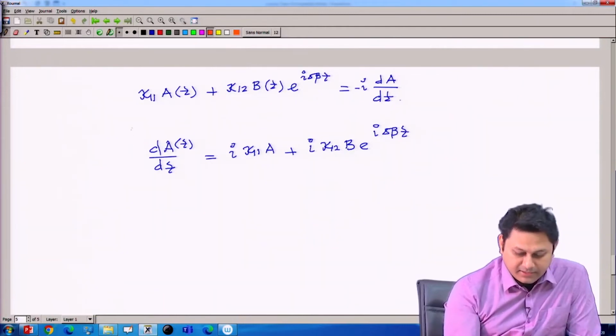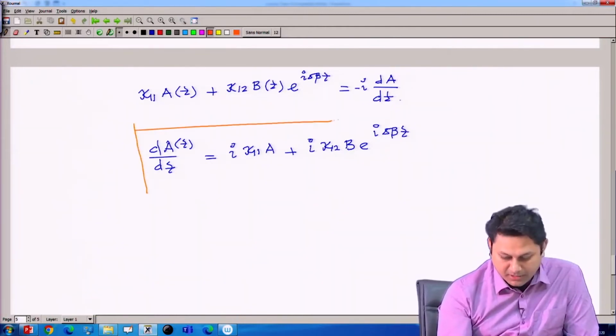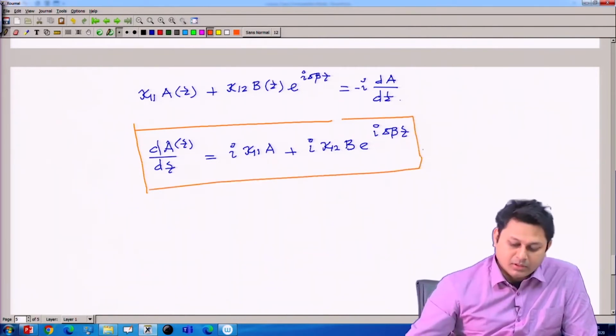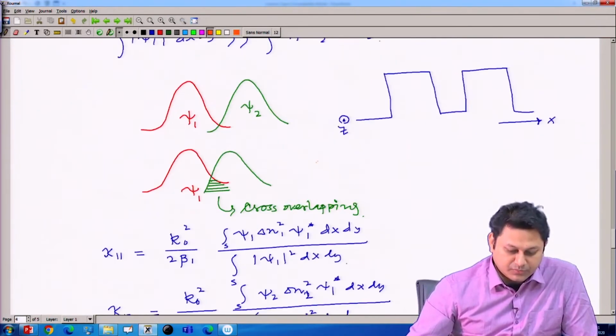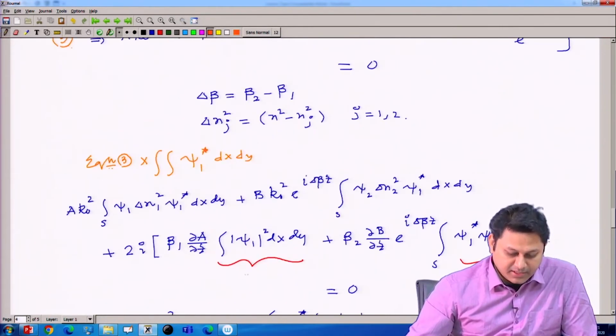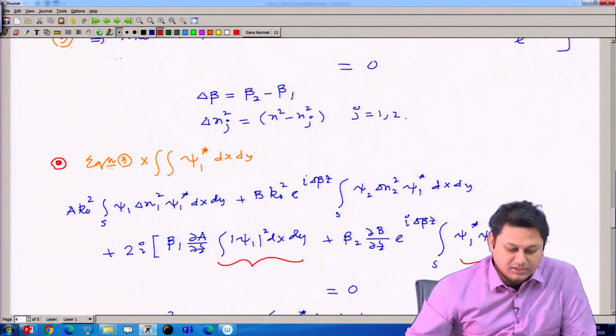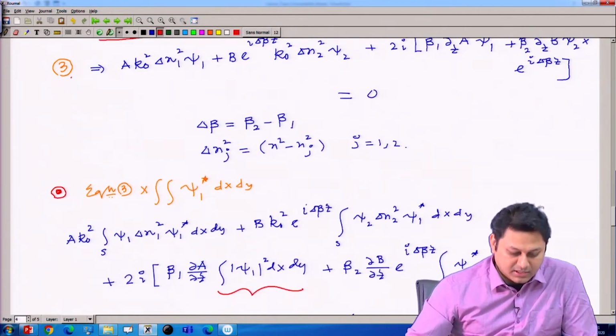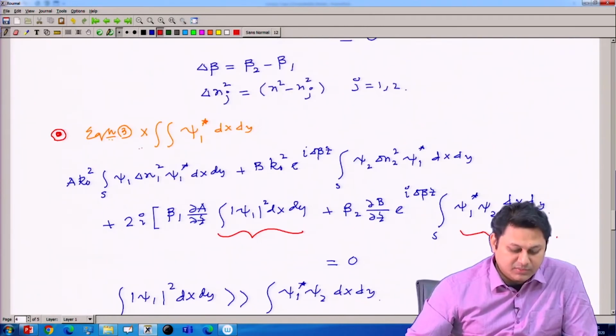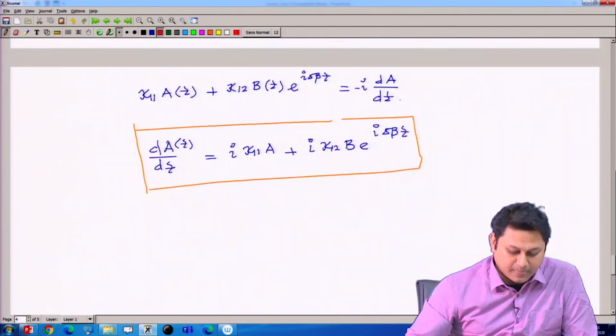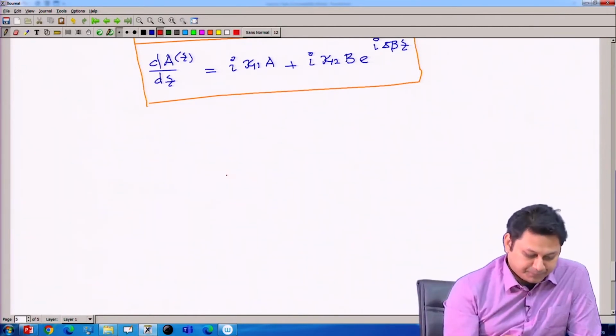So, I have a differential equation of the evolution of the amplitude A z, and this equation I figured out by putting in a very important step here. I like to recall this step: I have an equation 3, and I multiply this equation 3 with psi 1 star dx dy, and I get this equation, whatever is now written here. Now, you can do it in a similar way.